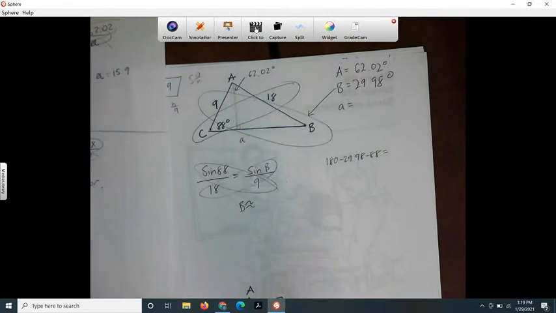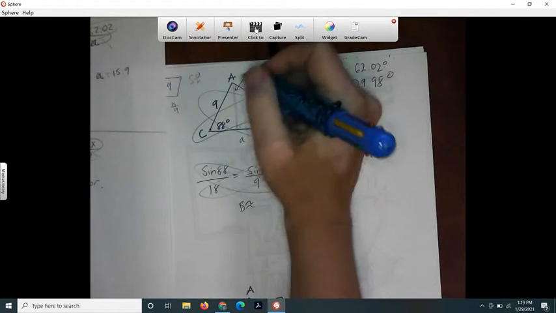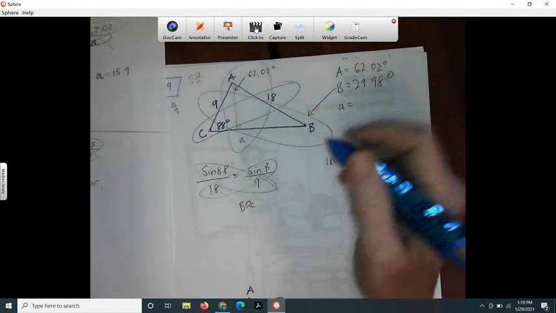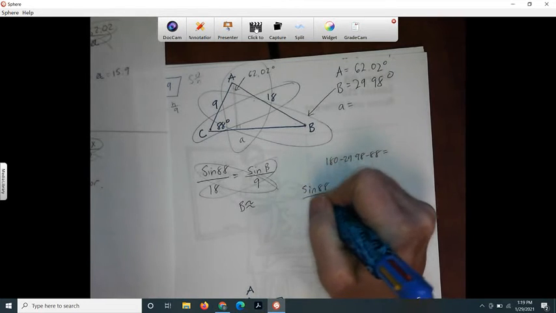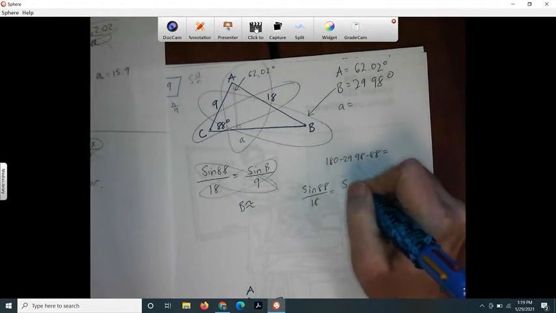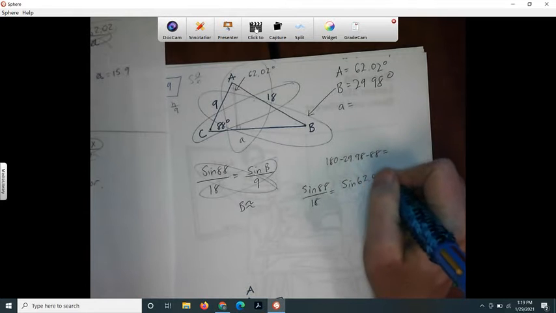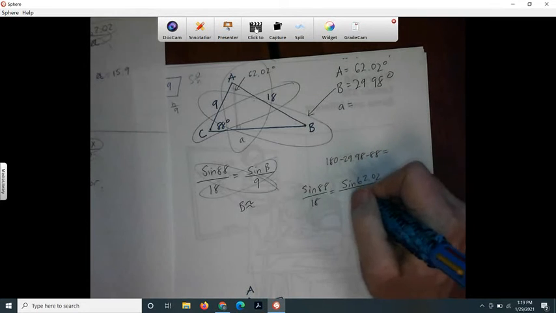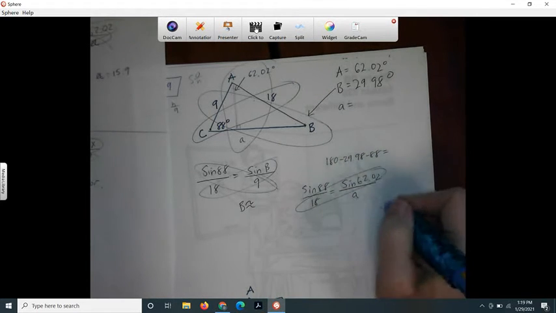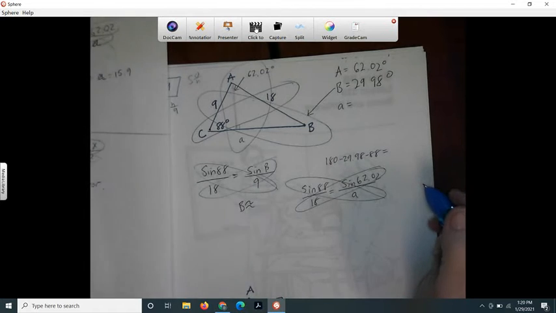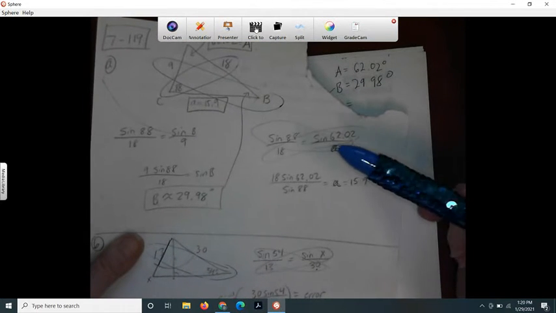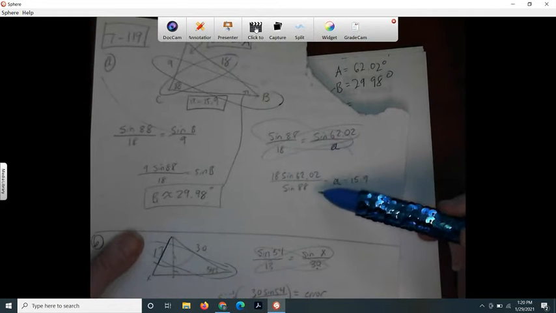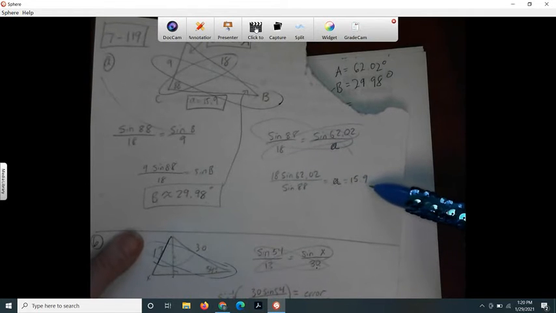Now I have an angle pair again, so I'm going to just use law of sines. Sine of 88 is to 18, as sine of 62.02 is to little a. Do my cross products. I did all the work here. I don't want to make the video so long, so I did my cross products, and I got little a was about 15.9.